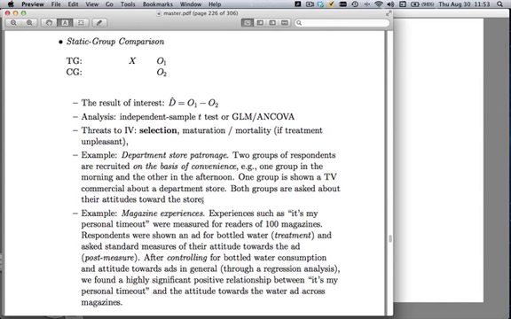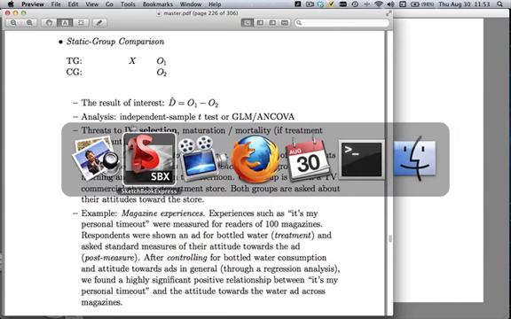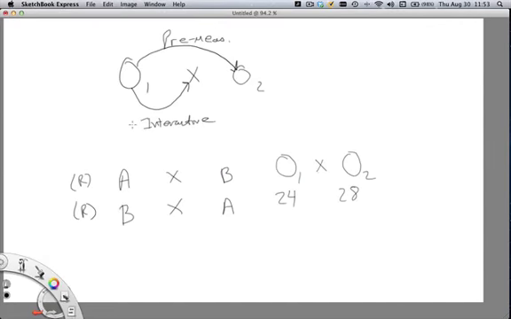The biggest problem with the static group comparison is that you don't know if the groups are equal to begin with. Let me illustrate this. Here's a static group comparison, X, O1, O2. Let's say these people have an attitude of 4 on a 5-point scale. These people have an attitude of 3. So it appears that the ad had an effect of 4 minus 3, which is 1.